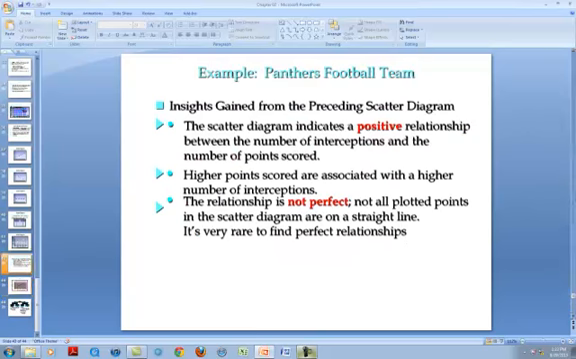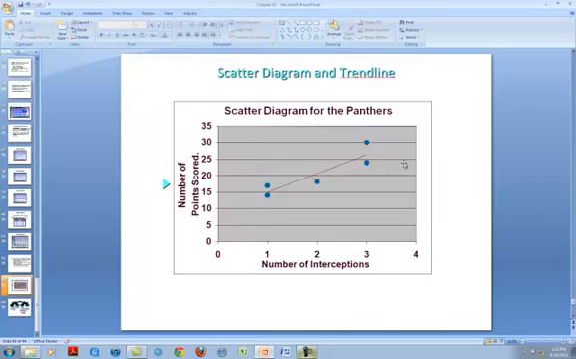First, the relationship is not perfect. As you will see, the trend line doesn't hit all the observed points. And in fact, it's very rare to find a perfect relationship. We will deal with scatter diagrams more closely in the succeeding chapters.